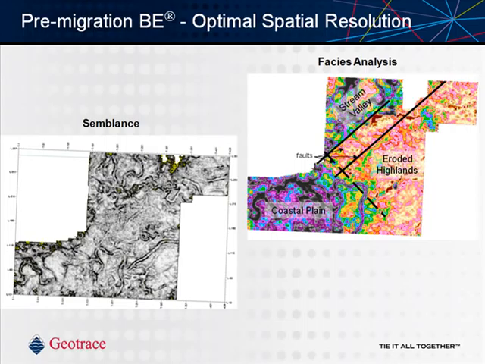And here they did a facies analysis of Poisson's ratio versus sweetness. And their facies analysis matched up with what they had from their well control, where this is an eroded highlands area, and this is a stream valley, and this is a coastal plain. So they were quite pleased when they saw that.